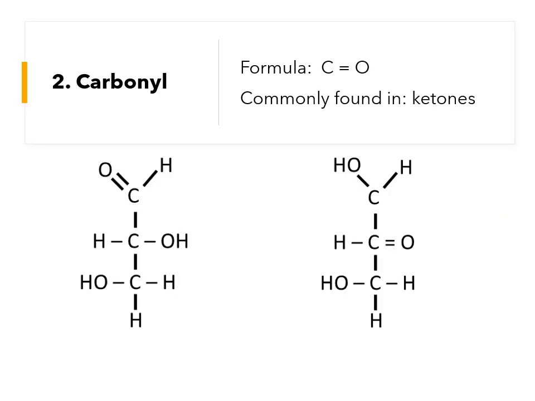The second group we're going to look at is a carbonyl group, carbon double bonded to oxygen. These groups are commonly found in molecules like ketones, and they play an important role in sugars, like these 2 molecules here. The location of the carbonyl is a form of structural isomerism, which changes the structure of the sugar molecule, and so can affect which other molecules it interacts with.